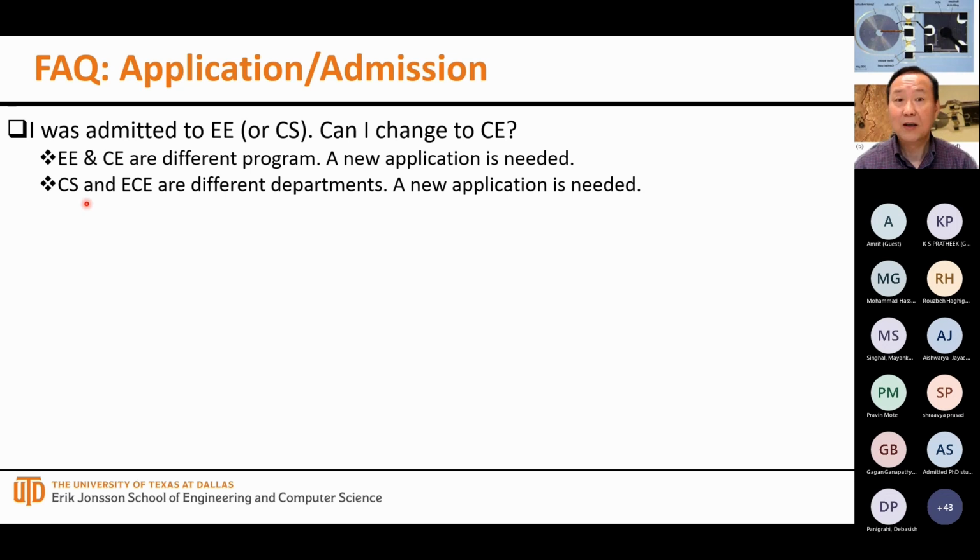So what is needed? If you change your mind and really want to go into CE rather than CS or EE, or vice versa, then you need to apply. So you need to apply to the new program.